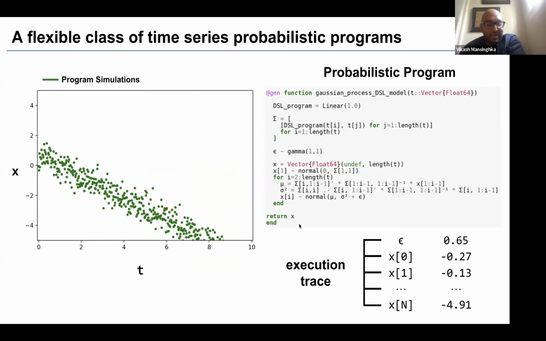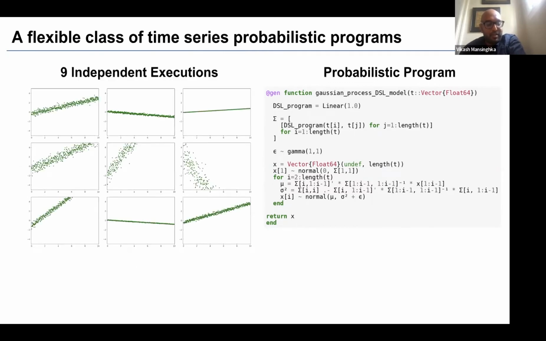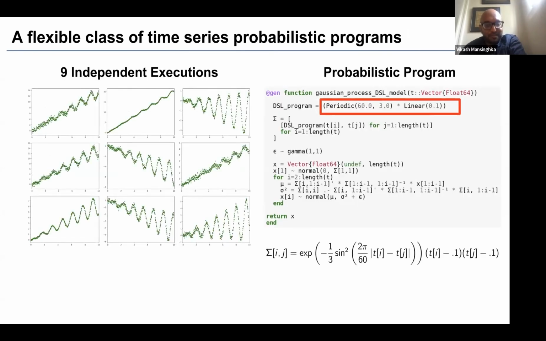But if I run it again, I might get something different. Maybe this time I get a much less noisy function. If I do it 9 times, you can kind of get a sense of the variability of this one probabilistic program. And if I start changing the structure, for example, to include a product kernel of linear trend and periodic overlay, then I get realizations like this.